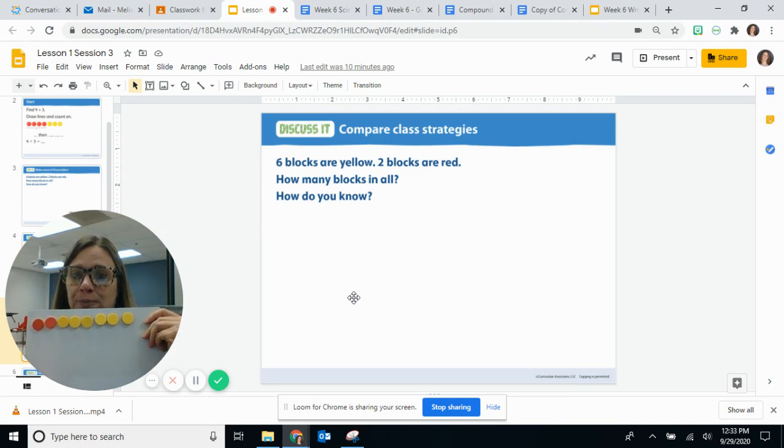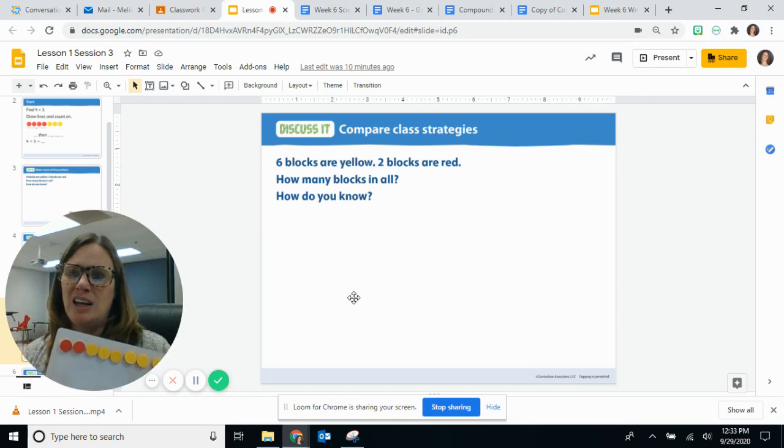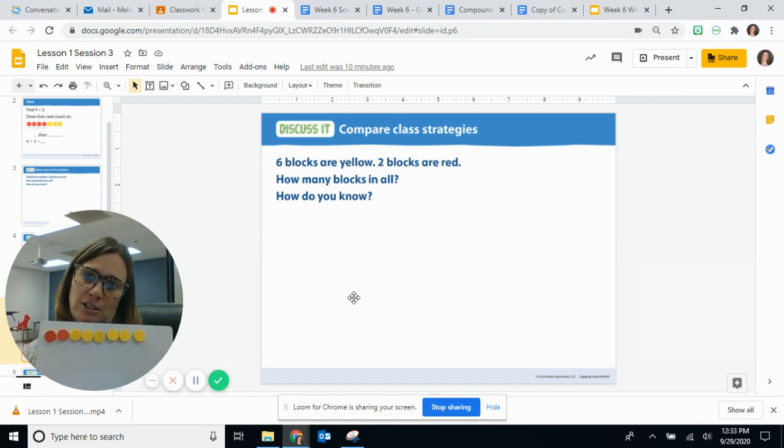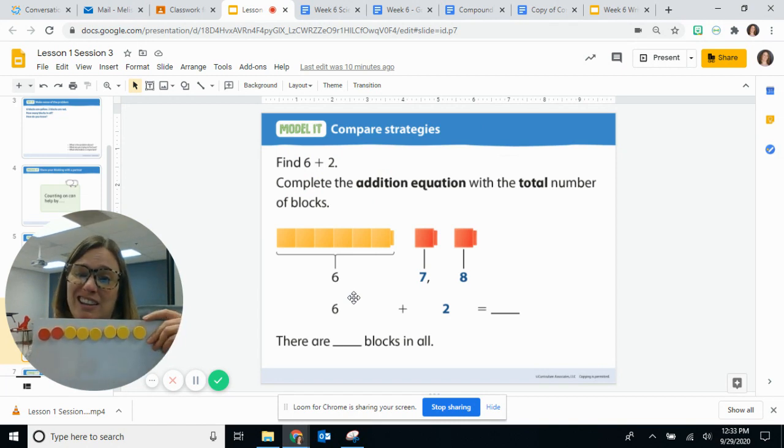What else could I do? I could use my fingers. I could use my parents' fingers. I could use my little sister's fingers. She might not like that. She probably wouldn't hold still for me.